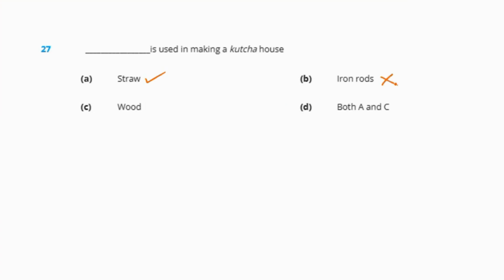Iron rod, no, iron rod is used to make a pakka house only. Wood is used for making a kacha house. Yes, that is also correct. So we can say that both A and C are correct. Both A and C are used for making a kacha house.